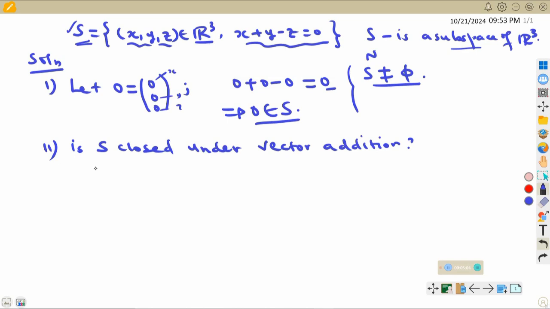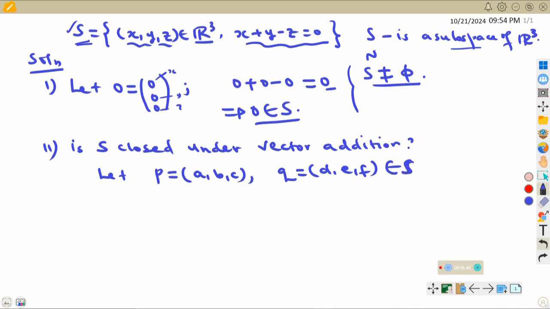To prove that, we must let any two vectors, for example, vector P, be of the form, remembering we are picking x, y, and z from R3, A, B, and C, for example. Then we pick another, Q, which is maybe D, E, and F. Remember, P and Q, these elements A, B, and C, should be elements from R3. So that's why they are of this form, being elements from S.